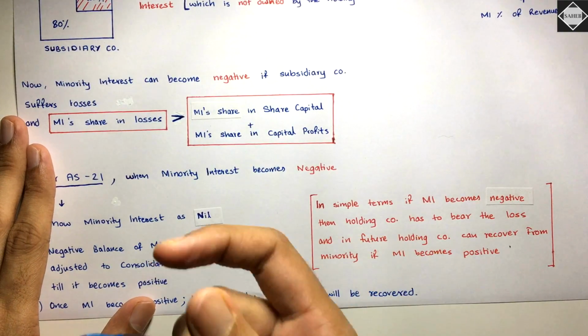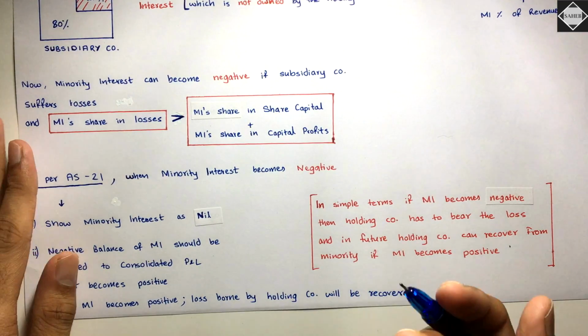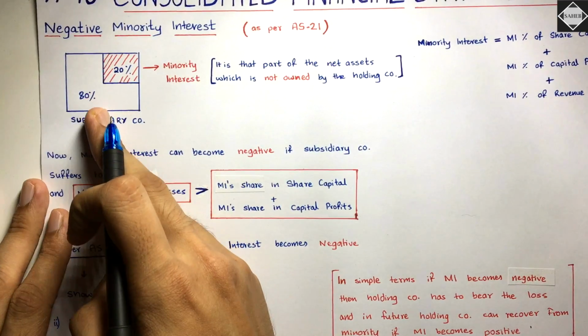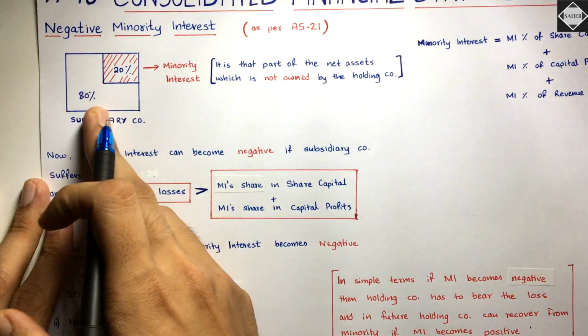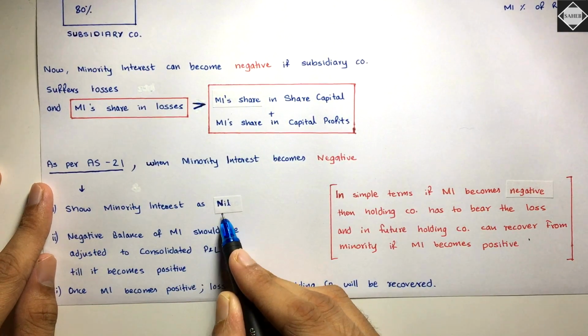We will put the minority interest as nil, but that loss has to be suffered by someone. Someone has to bear that loss. And of course, who will bear the loss? The big brother, the holding company. The holding company will bear their loss. Understand? It's really simple. Show minority interest as nil.